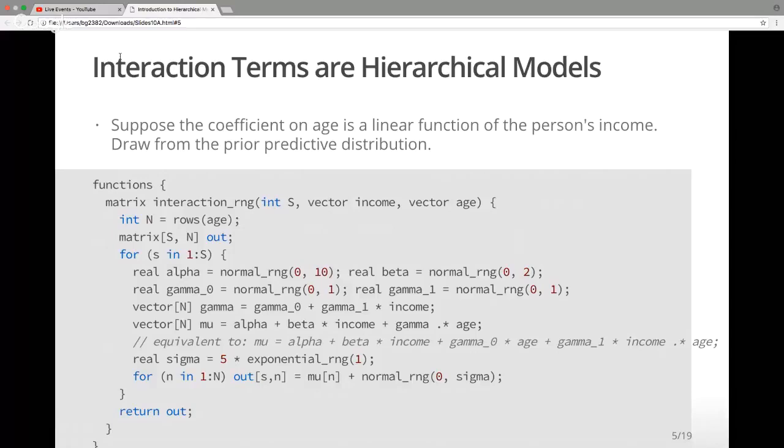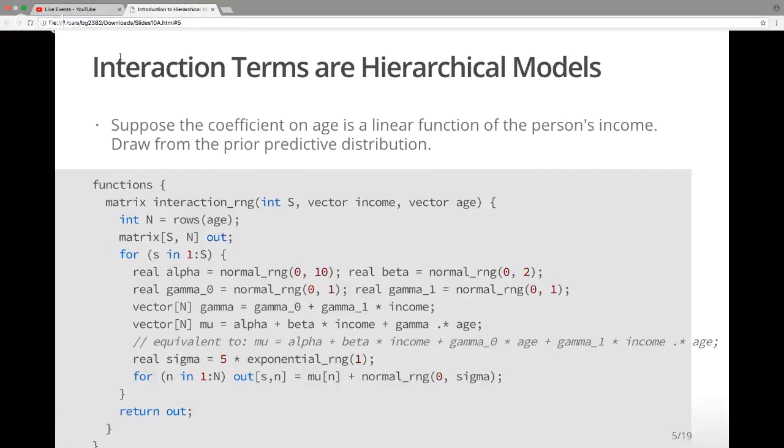We draw the intercept from a normal prior. We draw the coefficient on income from a normal prior. Obviously, you can choose different standard deviations or even different distributions for these coefficients. And then gamma 0 and gamma 1 are themselves being drawn from normal priors. And then we compose a vector of size n, one element for each observation in our sample, of gamma as being gamma 0 plus gamma 1 times the person's income.